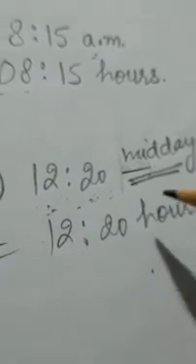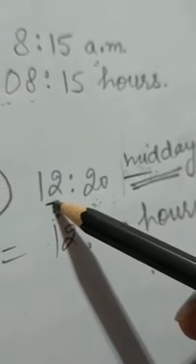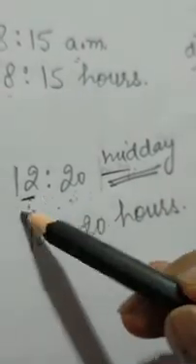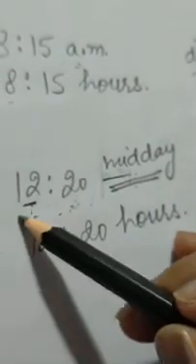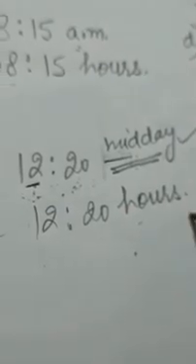Yes students, see it carefully. 12 noon is there. Yes, 12 noon means half the day is done. Only 12 hours of the day have passed. So what will we do here? 12:20 midday. We will write 12:20 midday here. And if it is midday, then write the time according to the 24-hour clock like this.